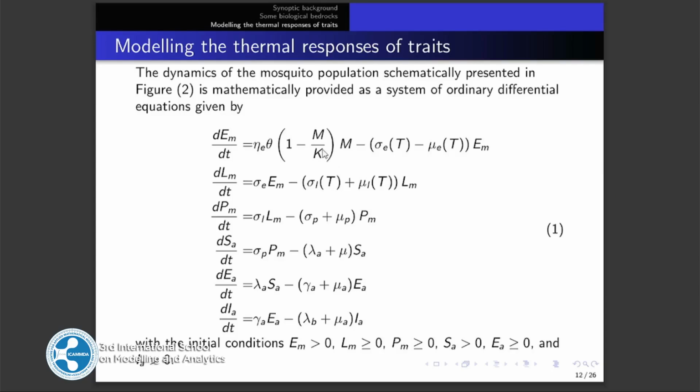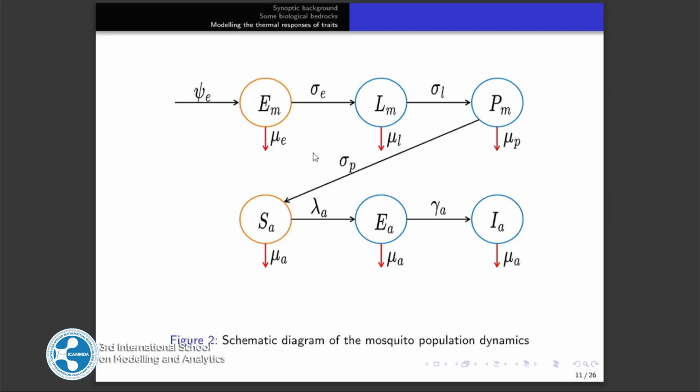So the equation, like I have said, is just coming from the schematic diagram, and I think I've been able to explain to us that each of these development rates is temperature dependent. This lambda A actually is the force of infection, and this force of infection includes the biting rates, and the biting rate itself is also temperature dependent.